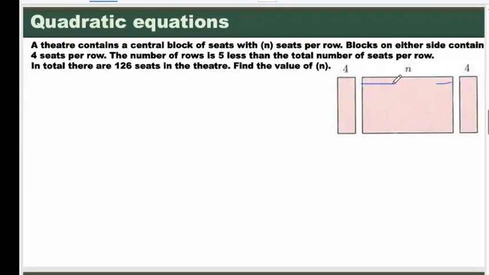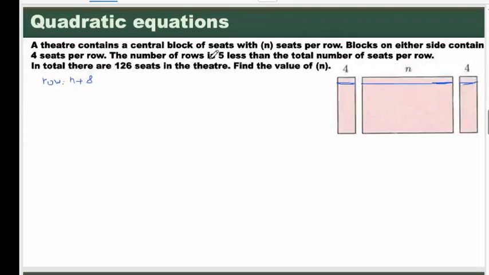n seats and the four seats for each either side. That means for each row, in total, I have n plus 4 plus 4, that would be n plus 8. So for each row, I will have n plus 8. And now I will continue.